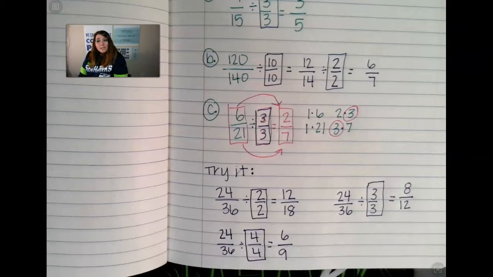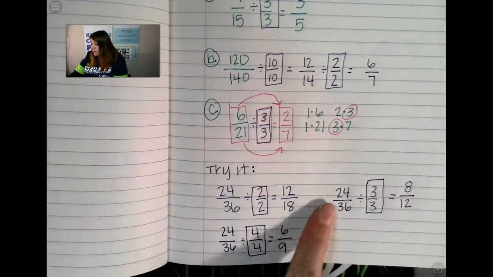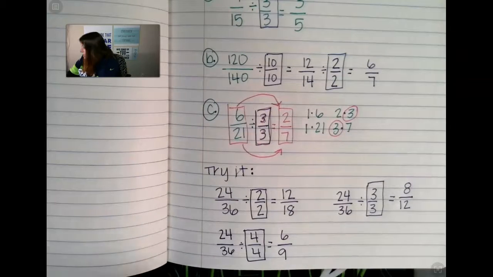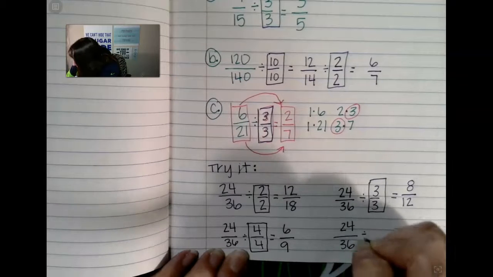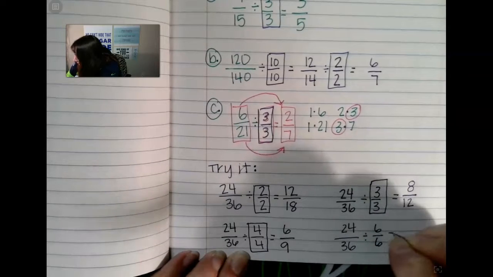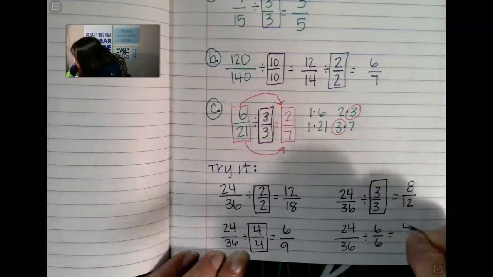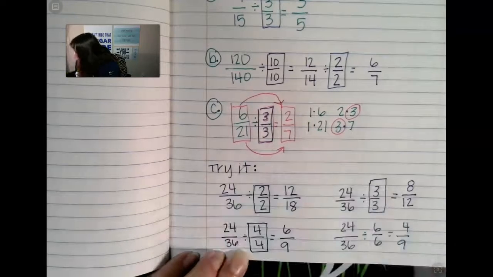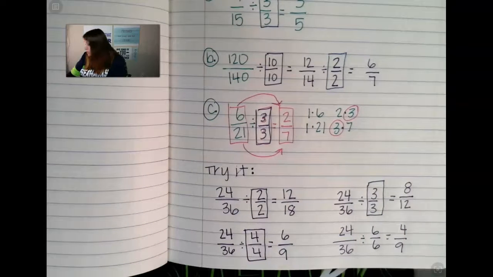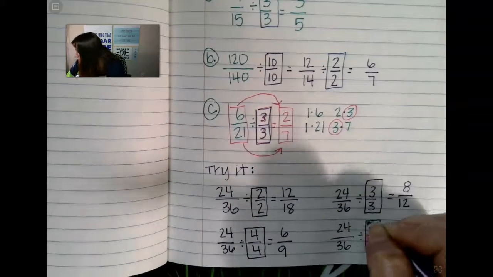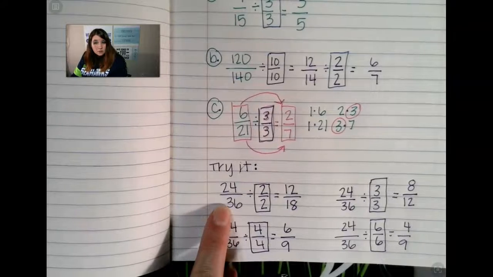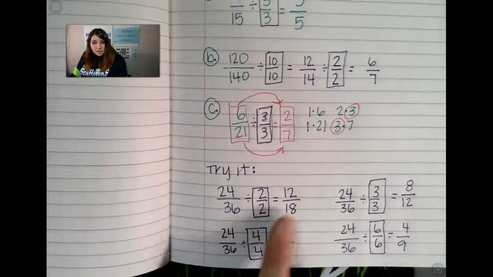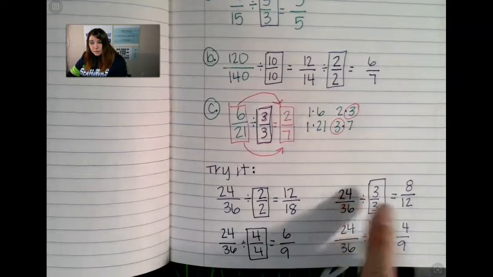There's so many ways that we could have done this right here. We could have done 6 over 6, you guys. Oh my gosh, we could have done 6 over 6. 24 divided by 36, 6 over 6. That gets us to 4 over 9. Wow. There are so many opportunities here for simplification by starting with this original fraction, that these become equivalent.